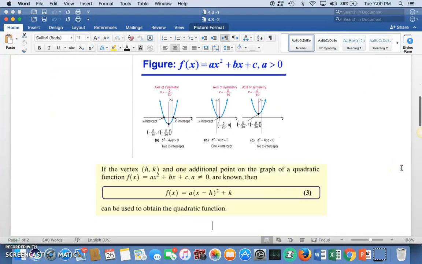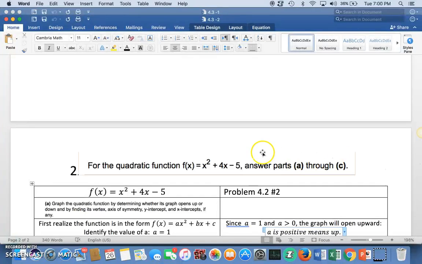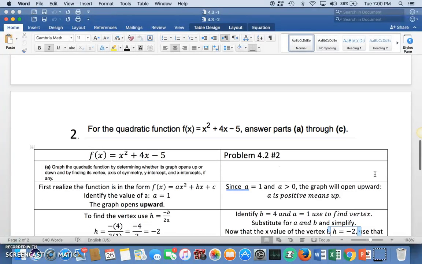Be sure your quadratic is in the general form here. You want it in the form of ax squared plus bx plus c. Identify your a value. Your a here is 1, so you realize it's going to turn upward. It's 1, that's greater than 0, that means it turns up.